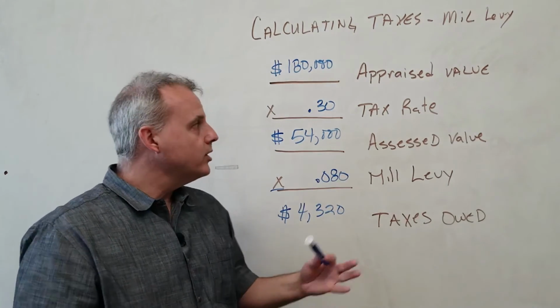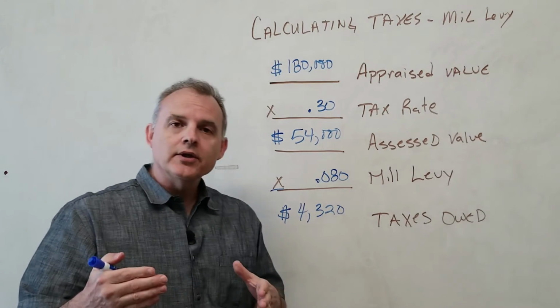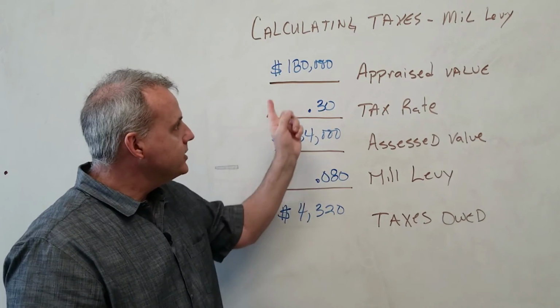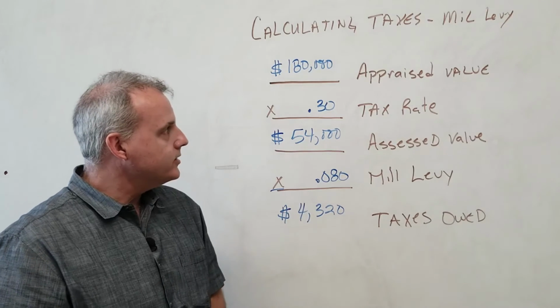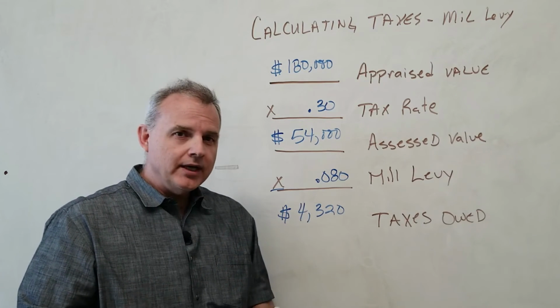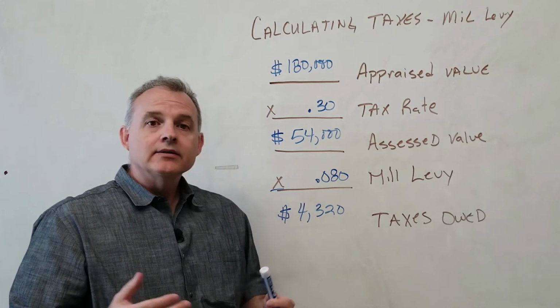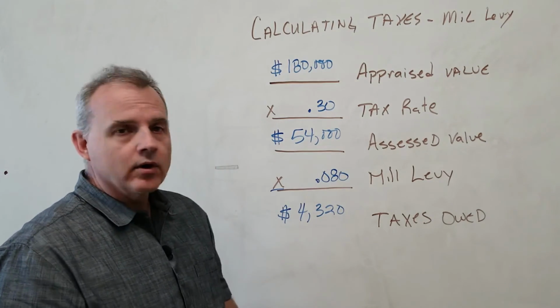So as you can see, this is our process to figure out how much is owed. The math problem will give you all the numbers that you need, but you need to know where to plug those numbers in. And you have to have 3 out of the 5 to get the answer, or 3 out of the 4 to get the answer.